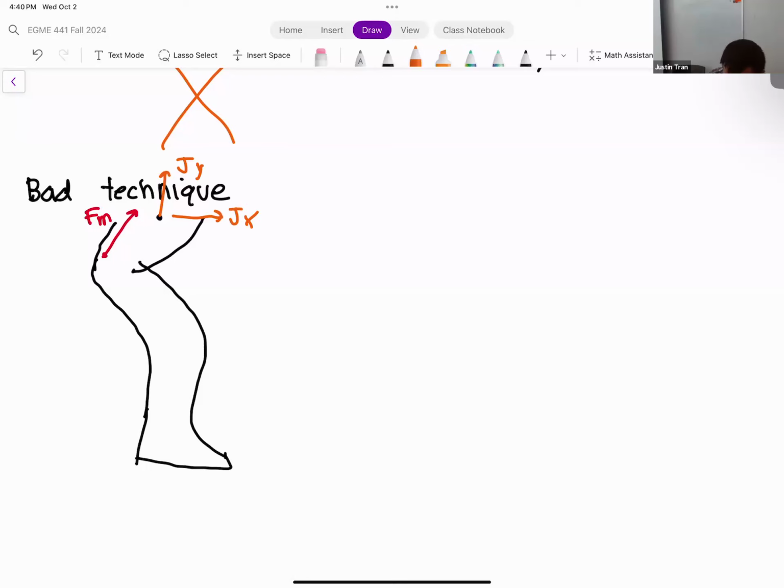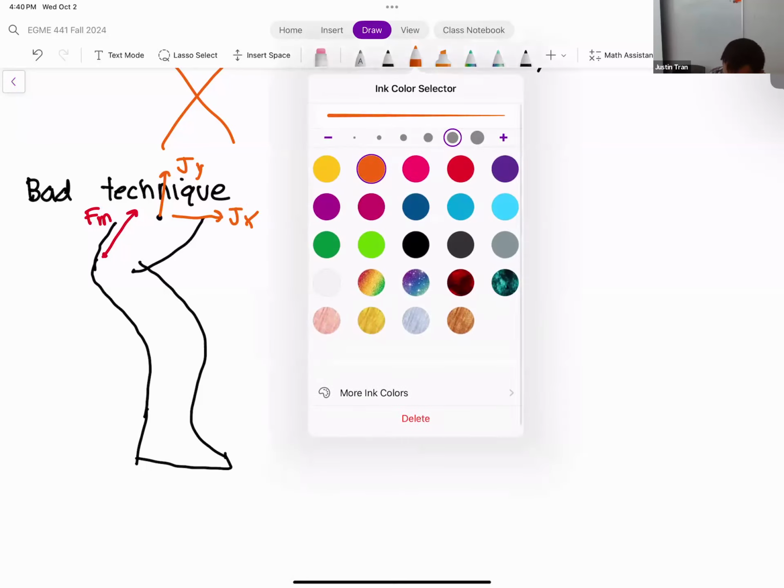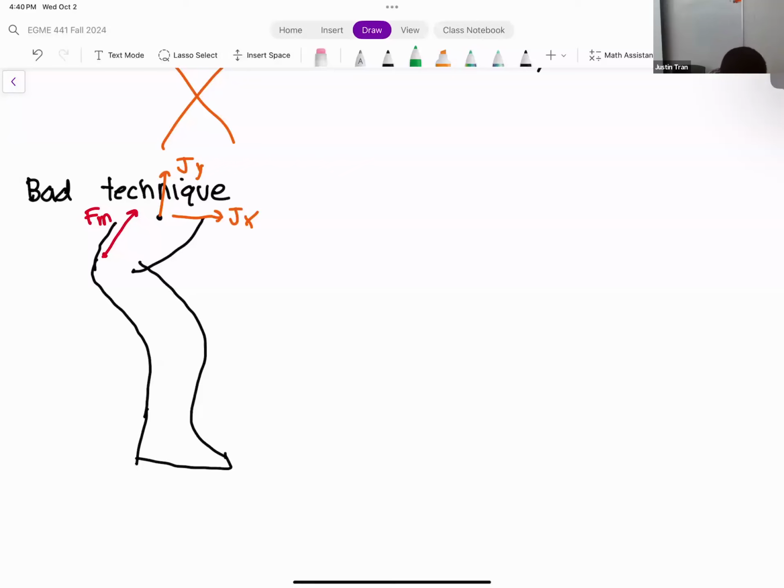Just for the sake of simplicity, I'm going to give you the moment arm for the muscle force. This perpendicular distance between the force vector and the hip joint, or excuse me, the spine, we'll say is a distance A. And in addition to that, we're going to say that the direction of the muscle force is given by theta m with respect to the vertical.